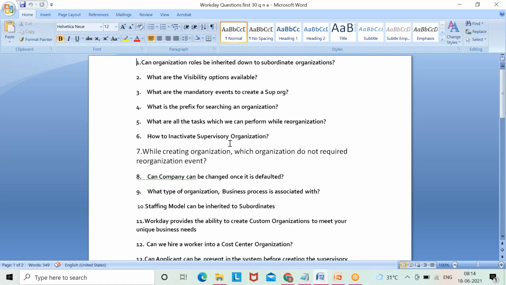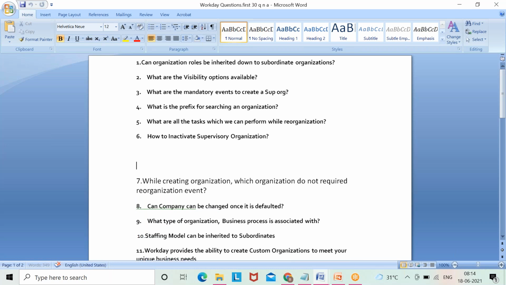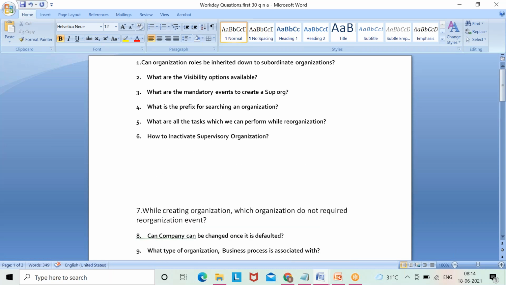We also have to ask whether we can remove the organization from the hierarchy or not. Can you please repeat what you said? Roles, you said. Which one? For inactivating a supervisory organization, we have to move either employees or any open positions, if available, to some other organization. That is one.